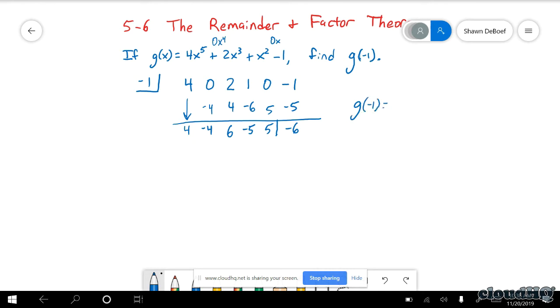What is g of -1? -6. We only need to look at the remainder. If you didn't get your zeros in there, it would not have worked. That is the answer.